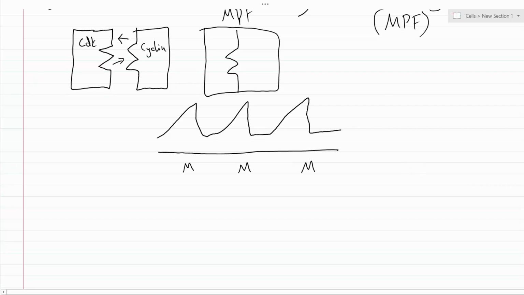This then allows both cyclin and CDK to join, creating mitosis promoting factor, allowing mitosis to occur. At the same time, mitosis promoting factor will move in a pattern like this, where it will be at its highest when we have peaks in the level of cyclin.